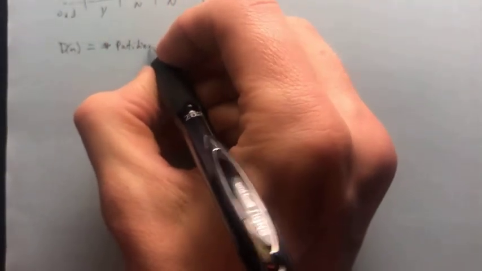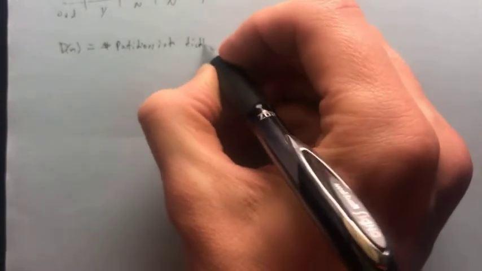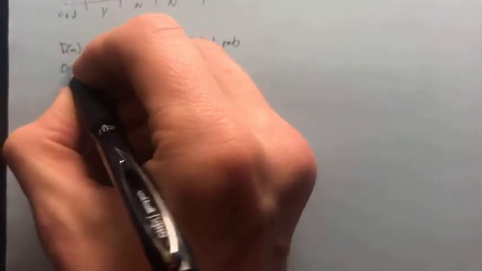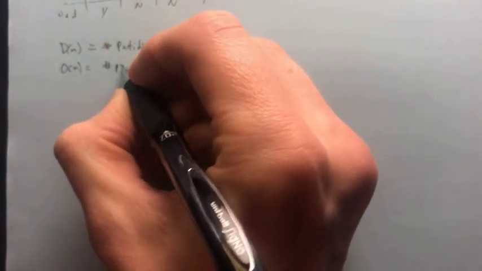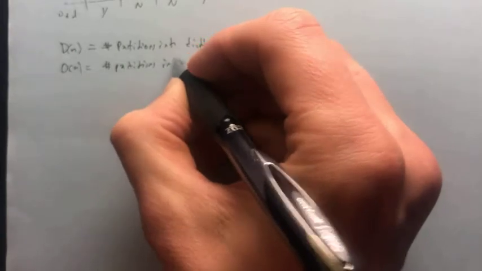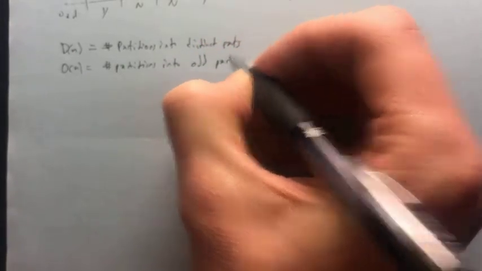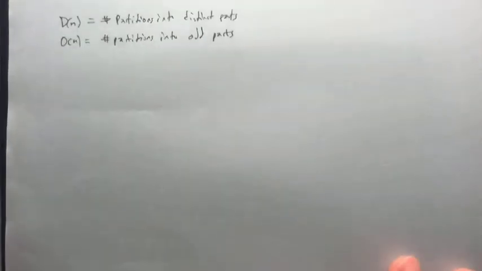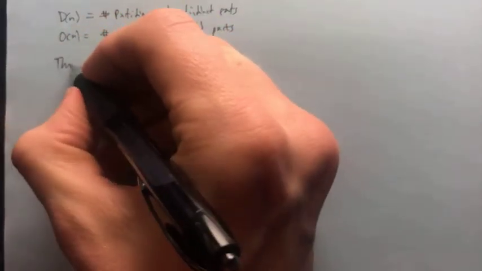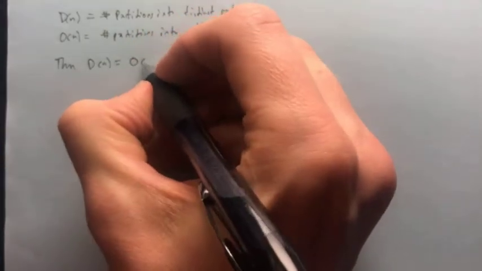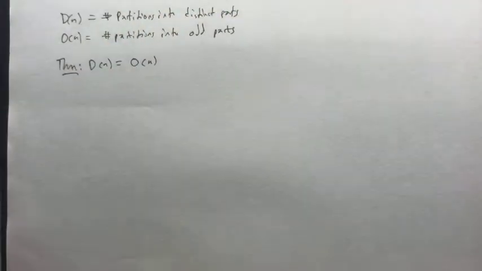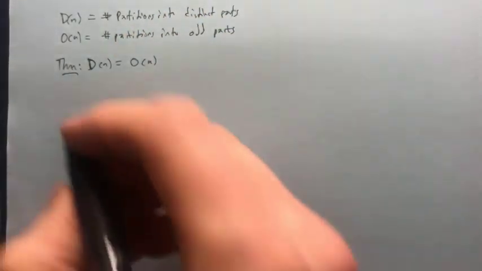Let's figure out what we're doing here. Let's let d of n denote the number of partitions into distinct parts. And let's let O of n denote the number of partitions into odd parts. Well, theorem: d of n equals O of n. And no, it's not just poor handwriting. This will hold. And how do we prove this?